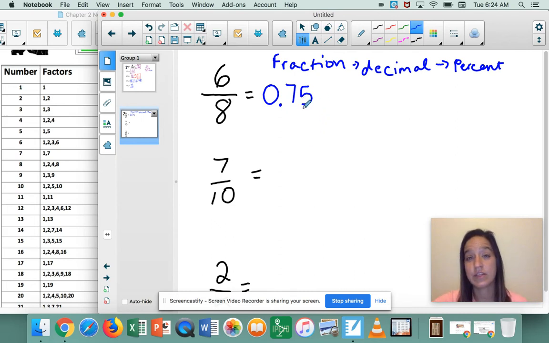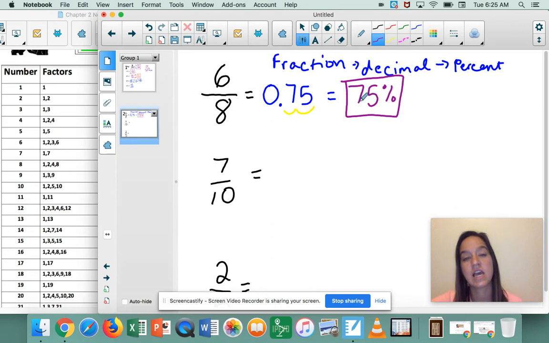Now, we learned last week that 0.75, to change that to a percent, I move that decimal over 2 spots, and I get 75%. So to change a fraction to a percent, I do this in between stop by changing it to a decimal and then making it a percent.